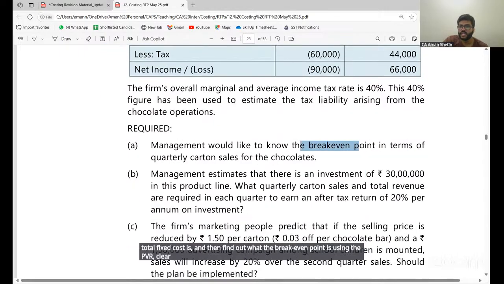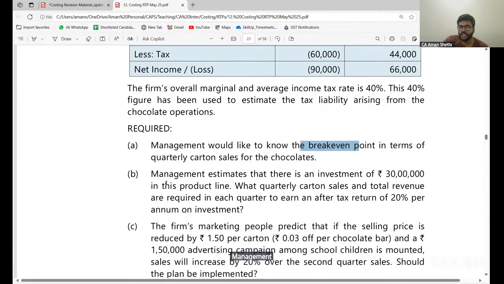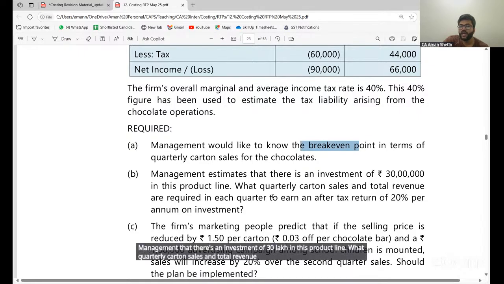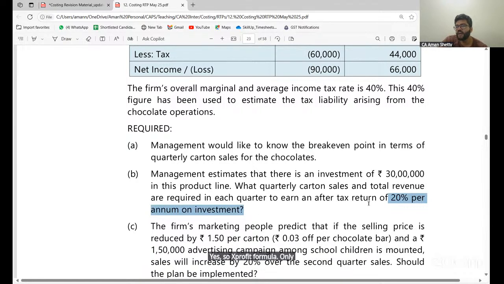Clear, all of you? Management estimates that there's an investment of 30 lakh in this product line. What quarterly carton sales and total revenue are required in each quarter to earn an after-tax return of 20% per annum on investment? So it is the target profit formula. Only thing is, the target profit is after tax. So find out what is the target profit before tax and then apply the formula. Simple.